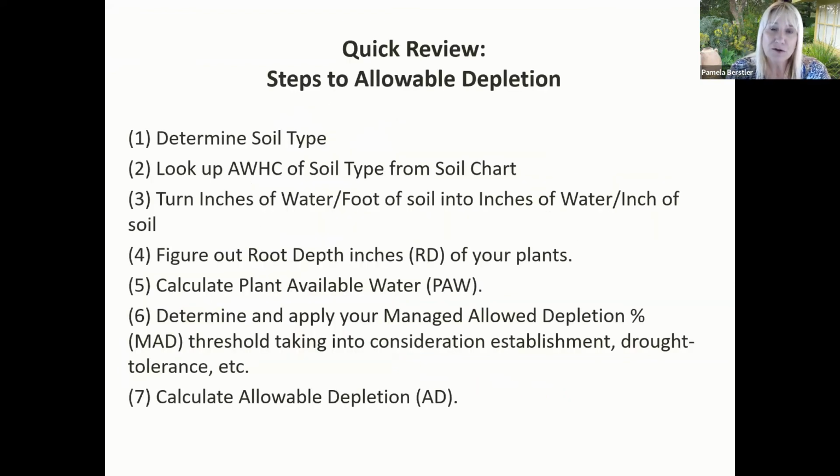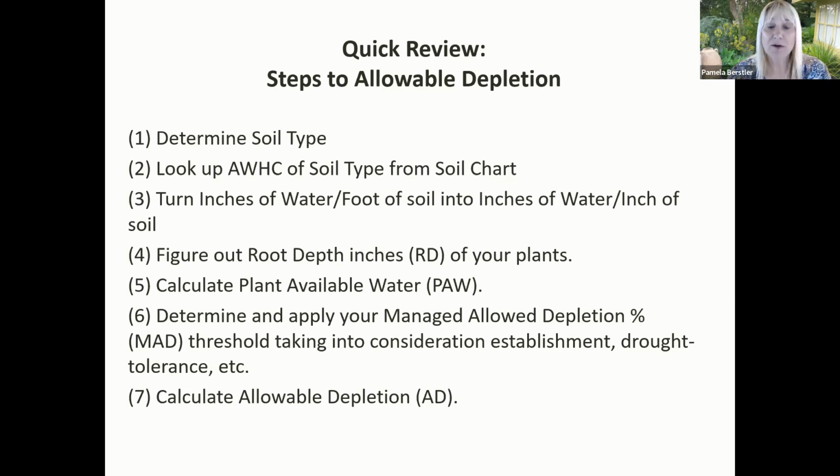So let's just review very quickly what we need to do in order to determine allowable depletion. First, we look up our soil type, hand test for soil. What do we have? Then we look on the chart for available water holding capacity by soil type, and we determine the number of inches of water per foot of our soil type. We need it in inches per inch, so we convert it by dividing by 12. And that tells us how many inches of water per inch of soil.